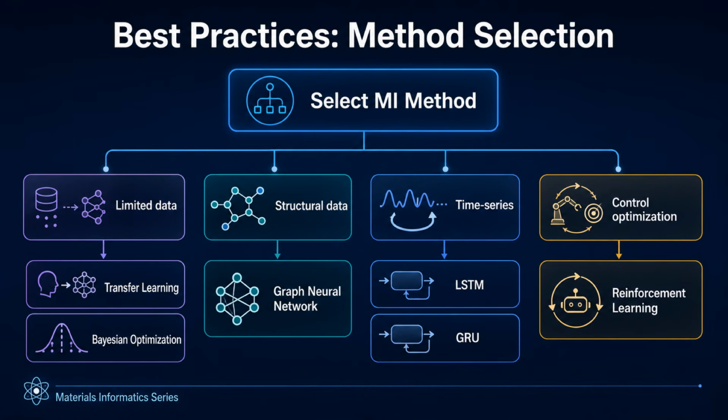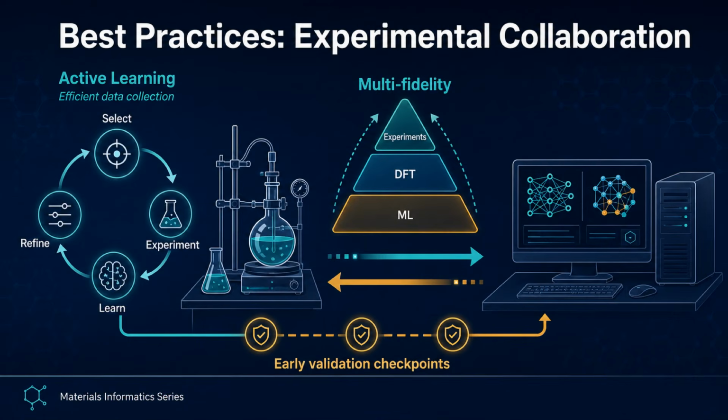Context determines the choice. MI works best when tightly integrated with experiments. Active learning efficiently guides which experiments to run next based on model uncertainty. Multi-fidelity approaches combine cheap ML predictions with expensive but accurate DFT and experiments. Early validation through prototype evaluation catches model errors before committing to full-scale development. The goal isn't replacing experiments, but making each experiment count more.